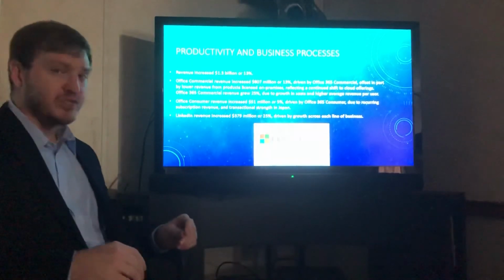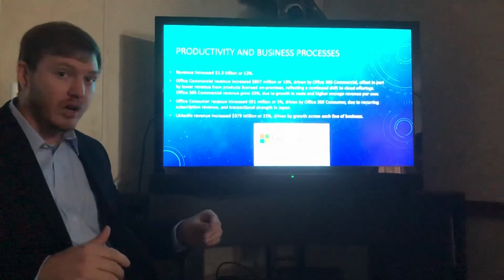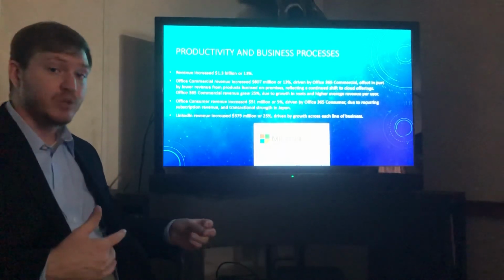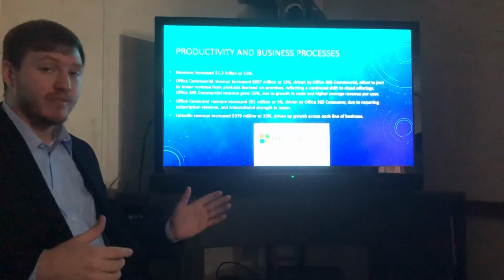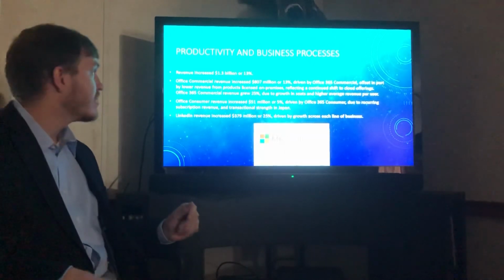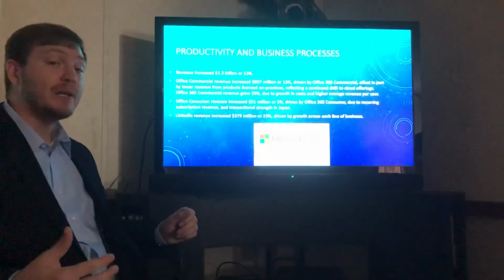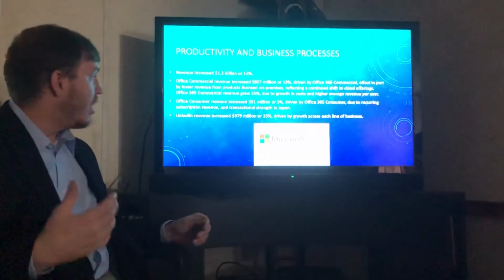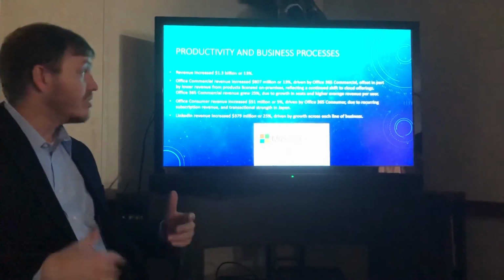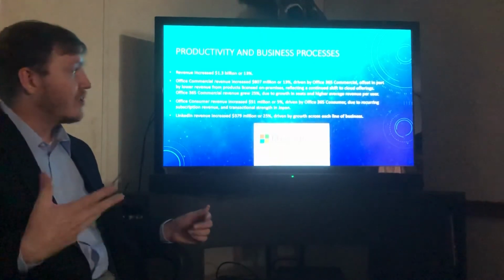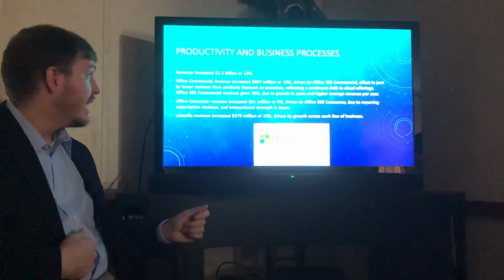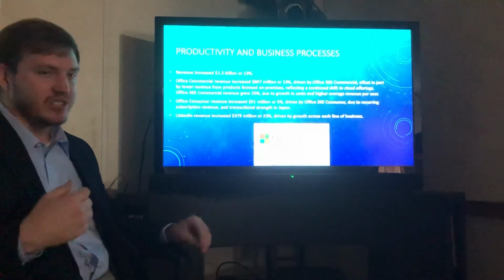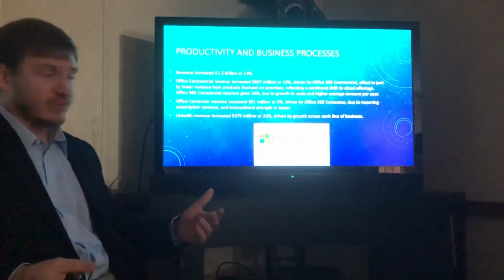Now, these are just some numbers and statistics that really show how much Microsoft has grown over the past few years. These numbers specifically come from the first quarter of the 2020 year. Their revenue increased $1.3 billion, or 13%. Their Office commercial revenue increased $807 million, again 13%. This was driven by Office 365 commercial, offset in part by lower revenue from on-premise product licenses. So this is things like people purchasing Microsoft Office, for example.